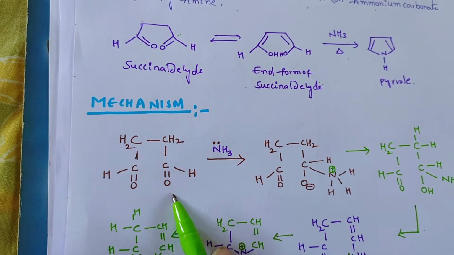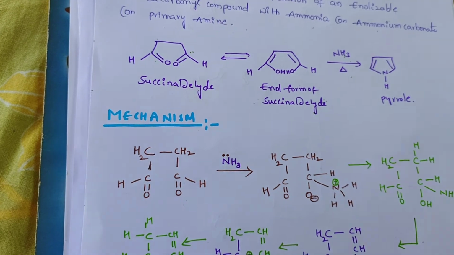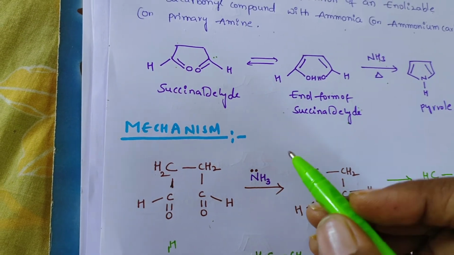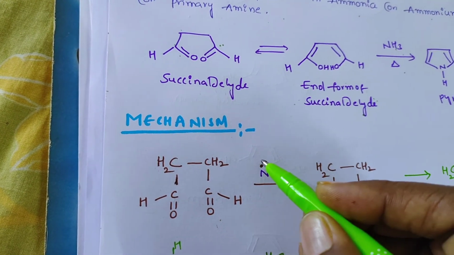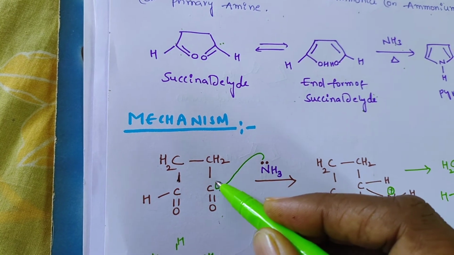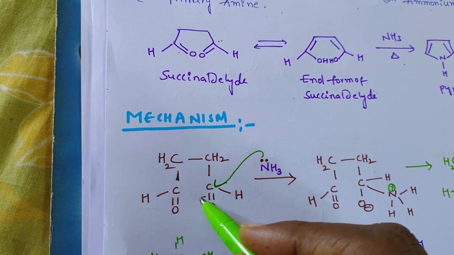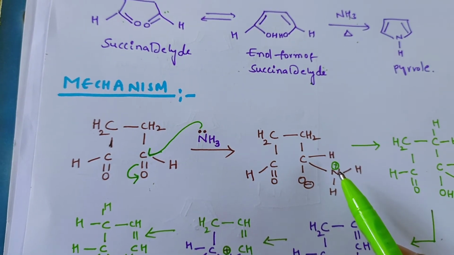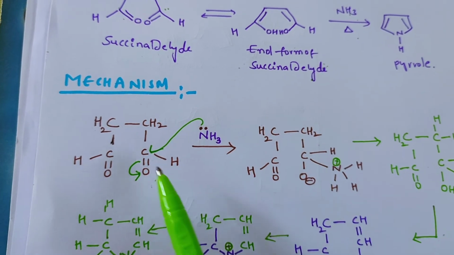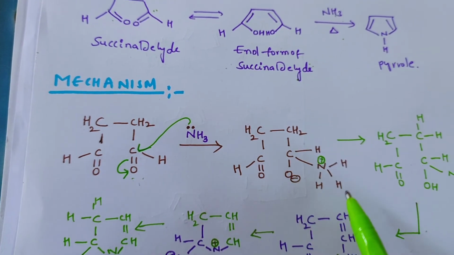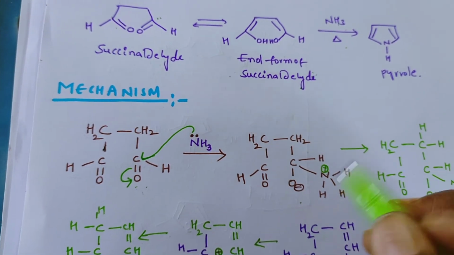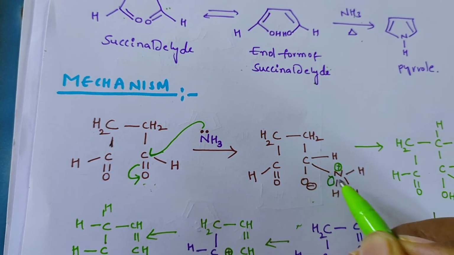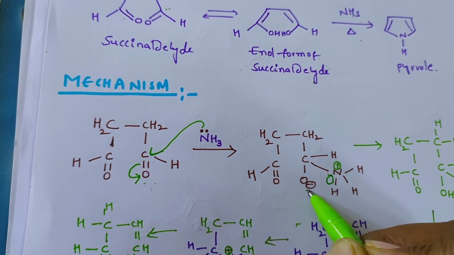So this is the succinaldehyde structure. I am writing it like this for convenience in writing the mechanism. Here ammonia, the nitrogen has a lone pair of electrons. This lone pair of electrons attacks this carbon and the pi bond shifts towards the oxygen. After that, the nitrogen loses electrons and gets a positive charge, and this bond is shifted towards the oxygen, giving a negative charge. In the next step, this electron pair is shifted onto nitrogen and this proton is shifted onto oxygen.